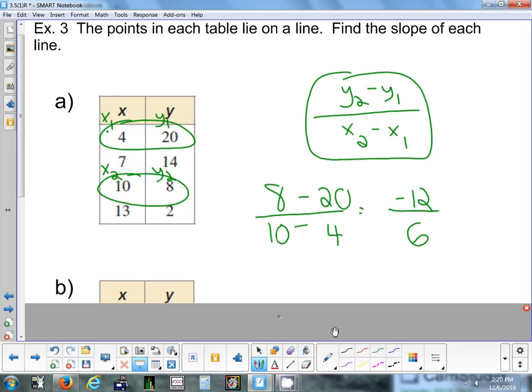Vanessa, we can simplify it. What number goes into both? 6. I'm going to reduce by 6. Divide by 6. All right? So this will be negative 2 over 1.